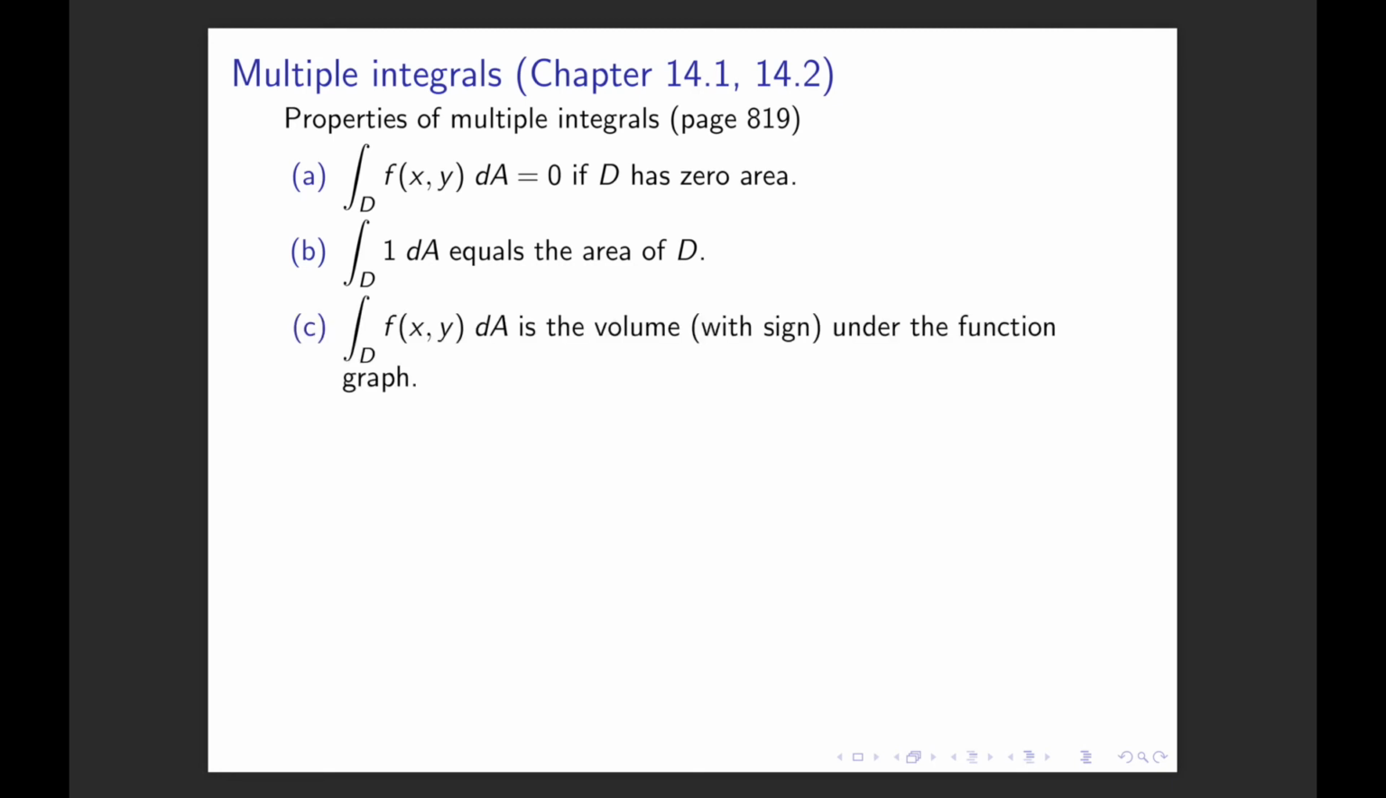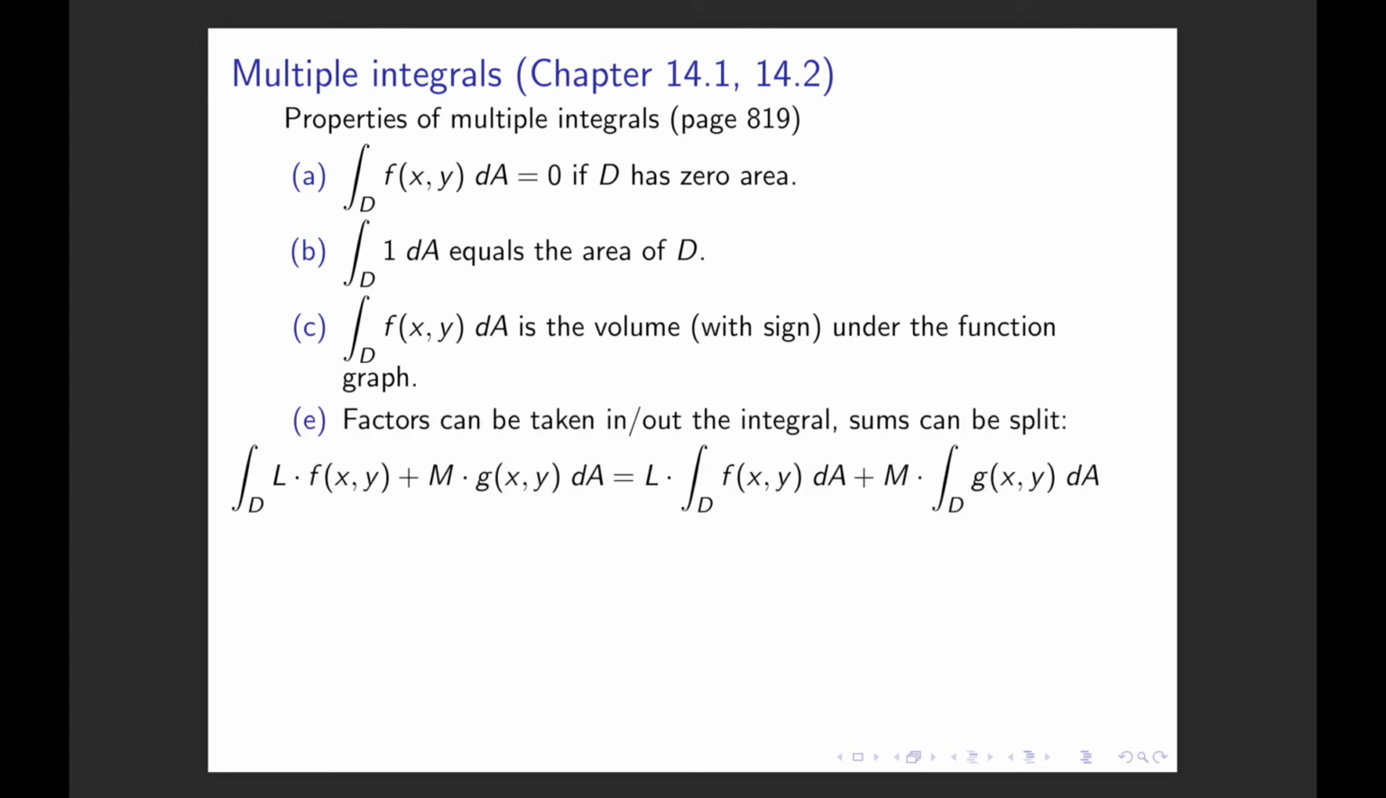C. The integral over the function f of x integrated over the two-dimensional domain D is the volume under the function graph. Just as before in the one-dimensional case, if the function values are negative, so if the graph is below the z equals 0 xy plane, then the volume is counted negative. This is why I wrote with sign. In the book you have two properties there, where it once says it is the volume if the function is always positive, or it is negative the volume if the function is always negative. These are like special cases. In general, it just gives you the volume where everything that's below the xy plane intersecting z at point 0 is negatively counted, everything above it is positively counted, just as before.